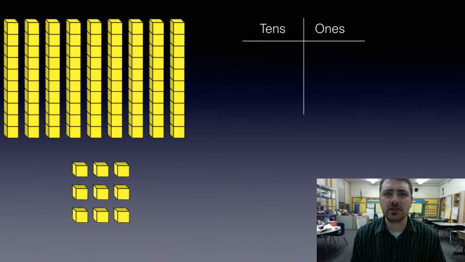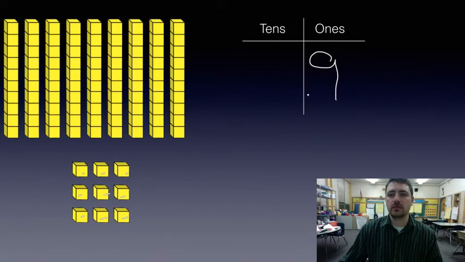One more, just to make sure you got it. In this one, I see that we have 1, 2, 3, 4, 5, 6, 7, 8, 9 ones. So there's our ones block, so we have 9 of those. And we have 1, 2, 3, 4, 5, 6, 7, 8, 9 tens. So we're going to put 9 in our tens place. And we know that when we put that number together, it equals 99.